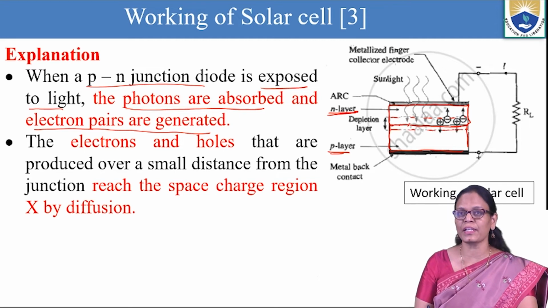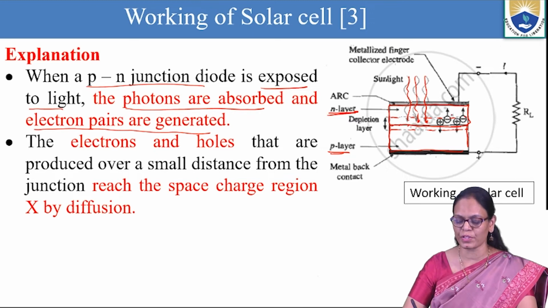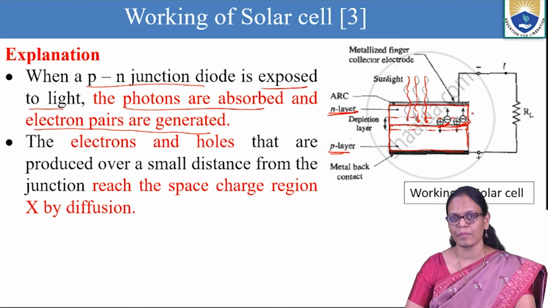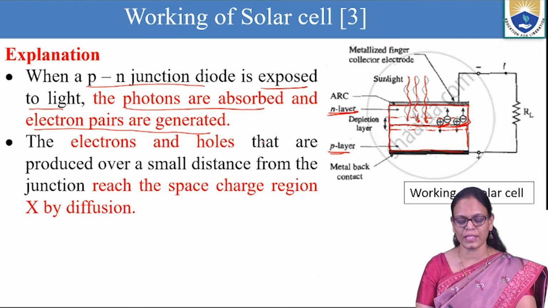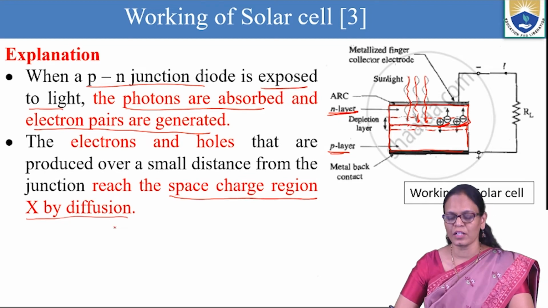Now this junction is exposed to light. So light is allowed to fall. It will penetrate and reach the junction. Now light is incident in the form of photons, and these photons are absorbed by the charge carriers in the depletion region and electron-hole pairs are generated. You can see the hole and electron pairs that are generated. So these electrons and holes that are produced over a small distance from the junction reach the space charge region by diffusion. So they start diffusing.